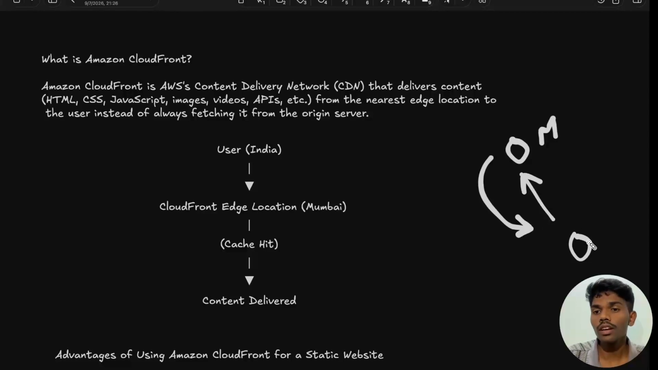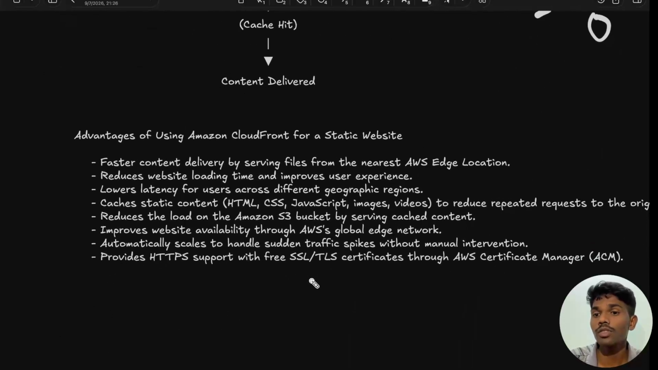When the content is delivered to the nearby location of that user who tries to access the website, the cache of that website gets stored in the nearest edge location. For that we use a CDN service, which is nothing but CloudFront. There are some advantages of using CloudFront as well.